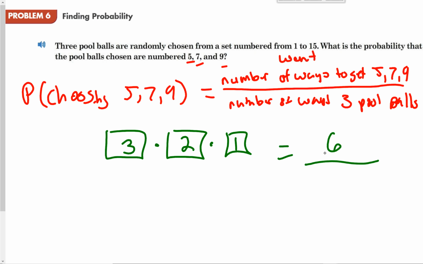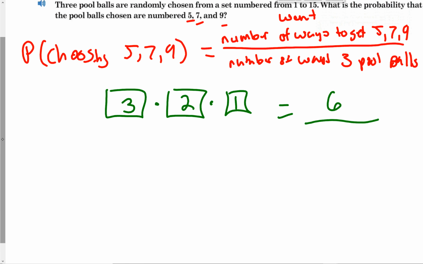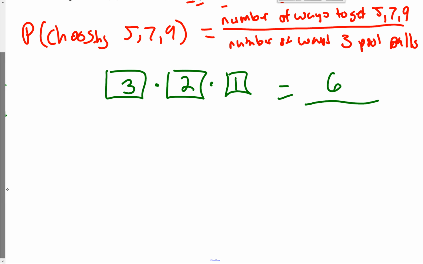Okay. Now our denominator is a little more complicated, because I have to figure out how many different ways I can get 3 pool balls. So again, does the order matter? I have to look at the question and see. 3 pool balls at random from the set of numbers 1 through 15. What's the probability that the pool balls chosen are numbered 5, 7, and 9? It says nothing about the order, so I can do 5, then 7, then 9, or 7, then 5, then 9, as long as I get those 3 numbers. So order doesn't matter. So the denominator is going to be a combination.